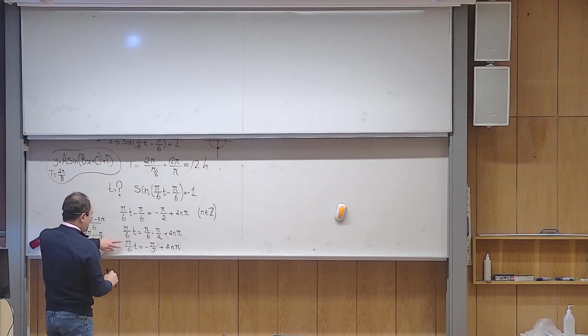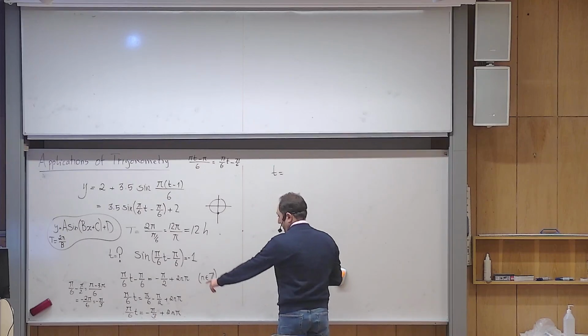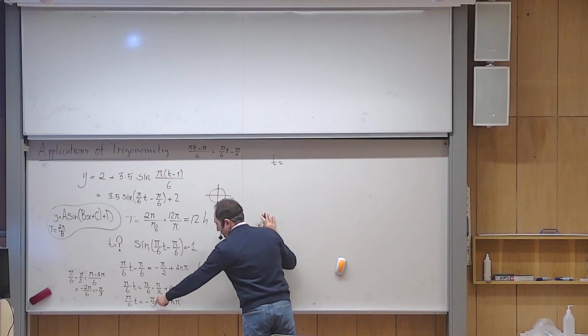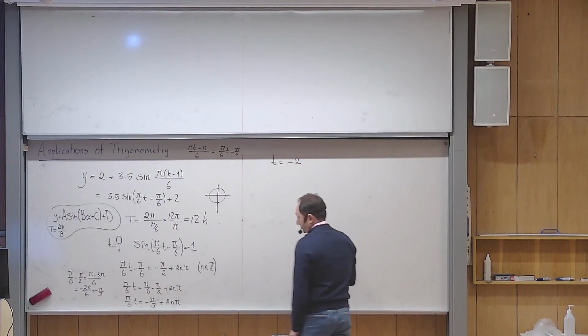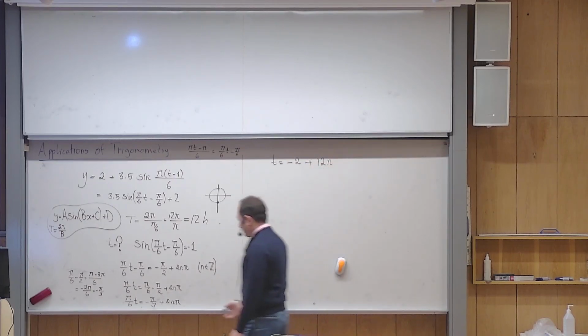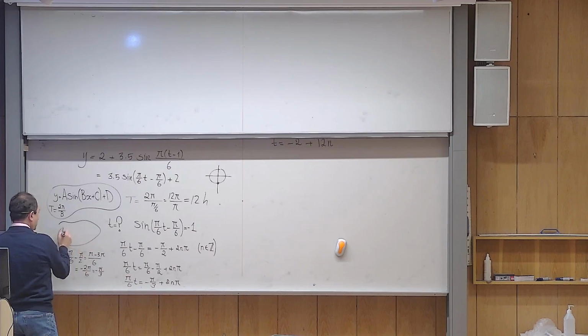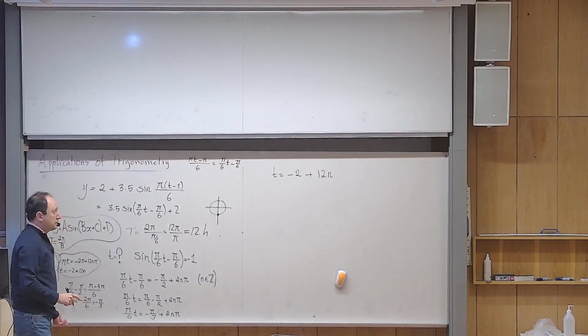But I'm looking for t, so I multiply everything by the reciprocal of that. I multiply by 6 divided by pi to find t. So then t becomes what? If I multiply everything by 6, it becomes pi t on the left. On the right hand side, it becomes minus 2 pi plus 12n pi. And then I divide everything by pi. This pi is cancelled, it's minus 2. This pi is cancelled, it's 12n. And that's what I have written there. So this is time.